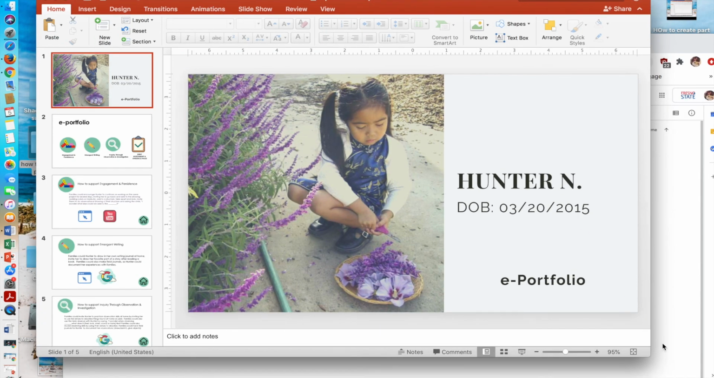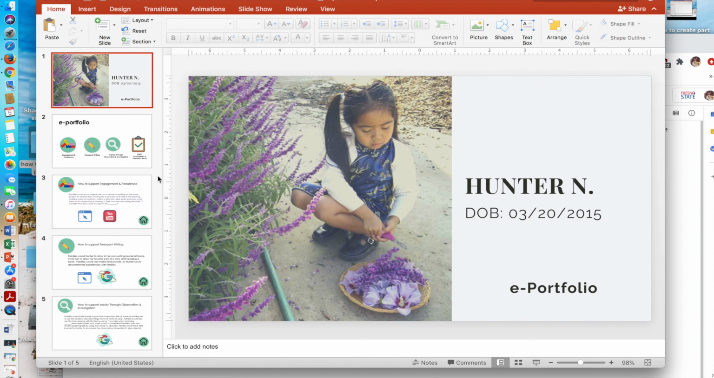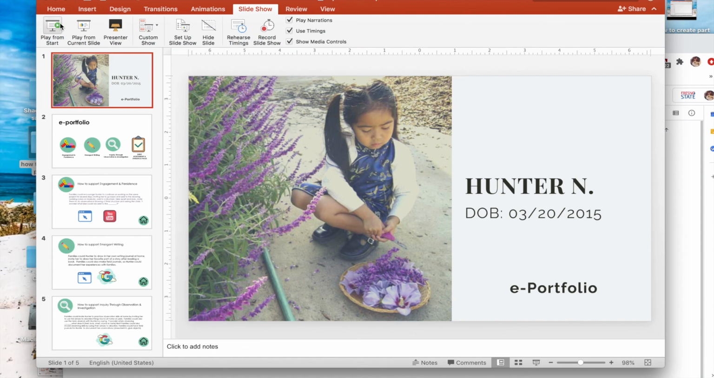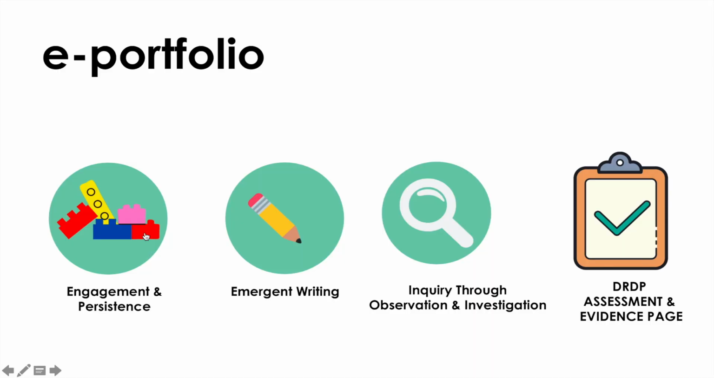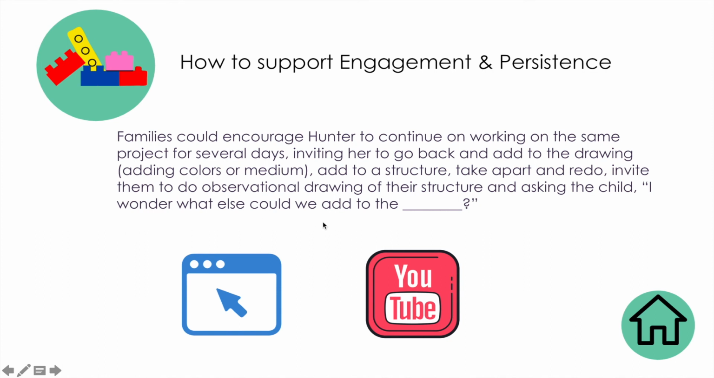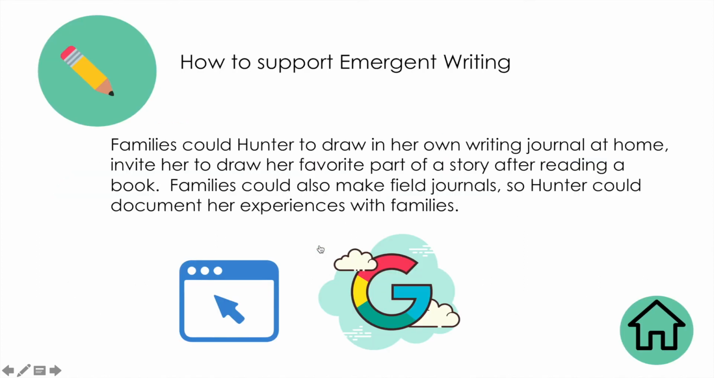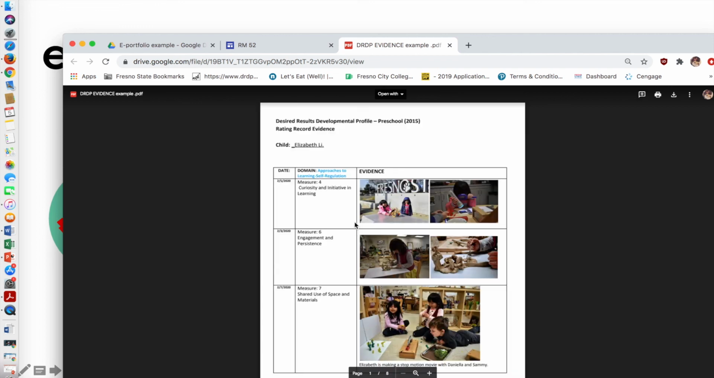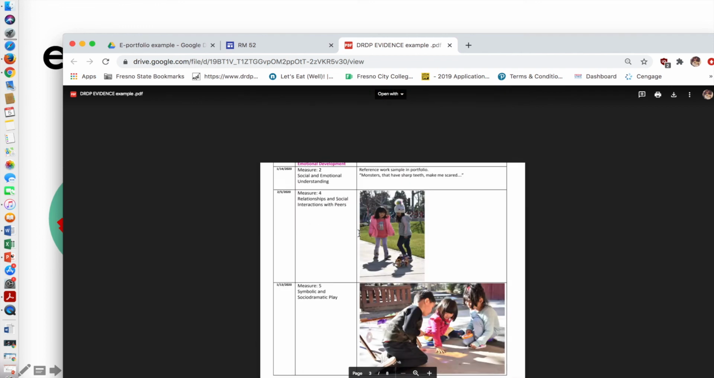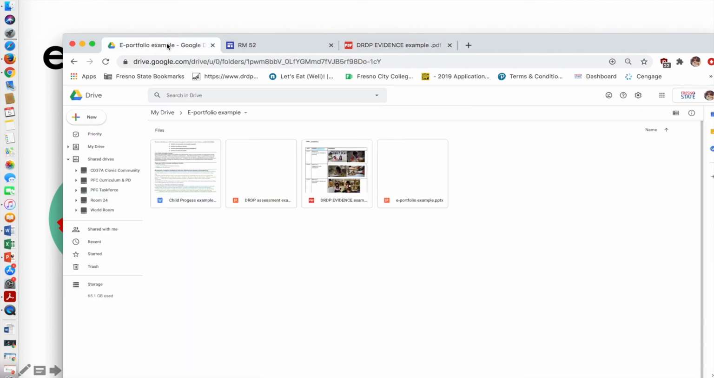Okay, now let's go see the amazing ePortfolio you created. Make sure you test it out, okay? See how you click it and it takes you to the page. Let's go back. It's how to support emergent writing, inquiry, and it takes you to the evidence page, and all this stuff we'll be doing throughout. So at the end, this is a final product that you're sharing with families.